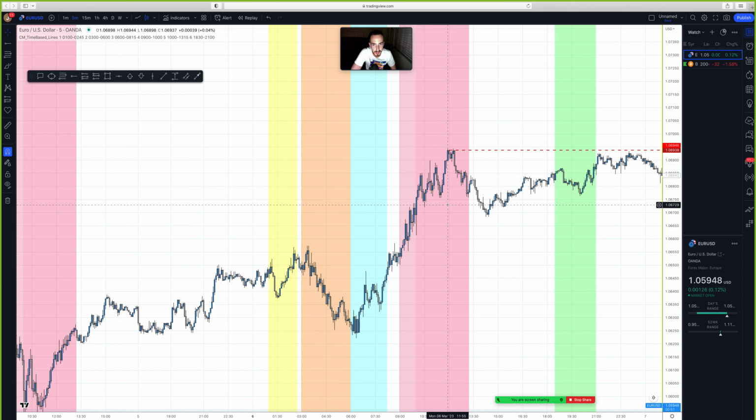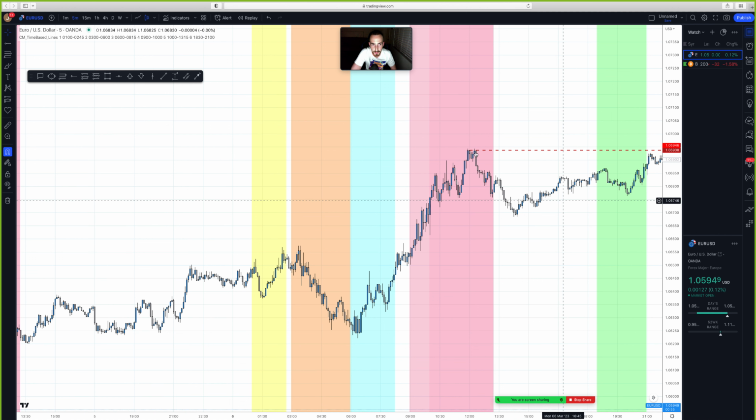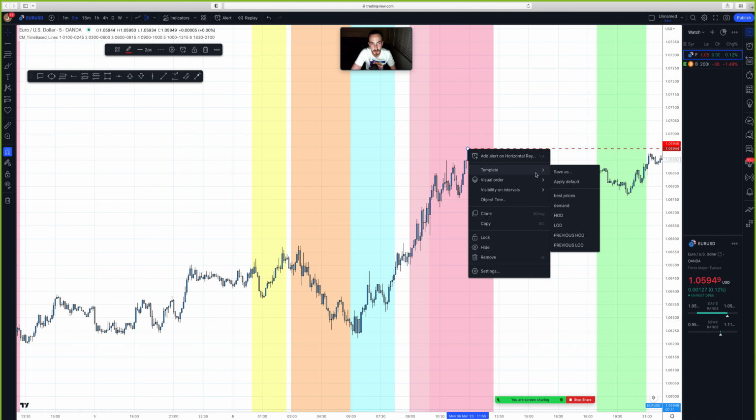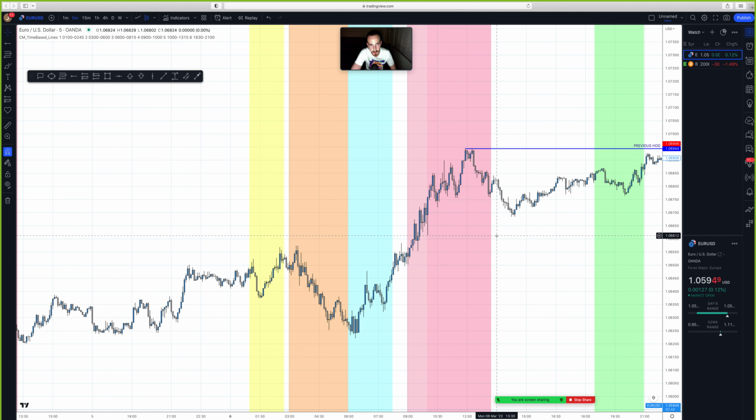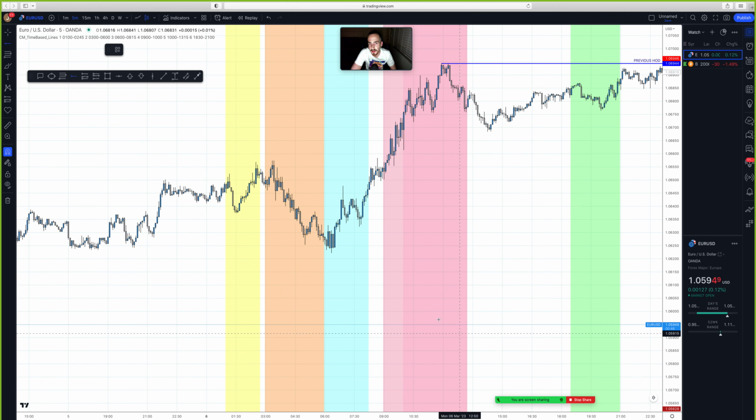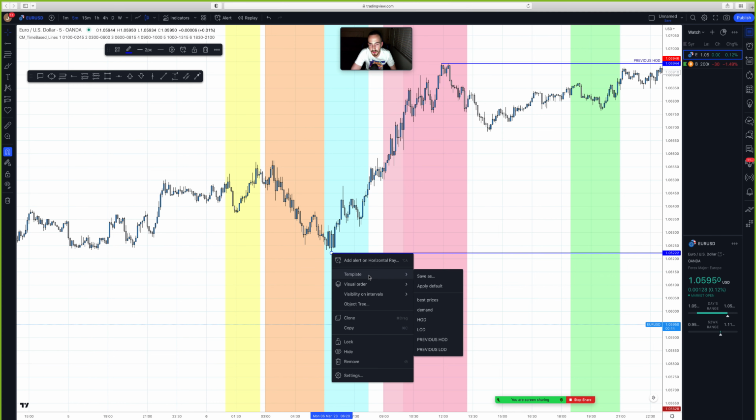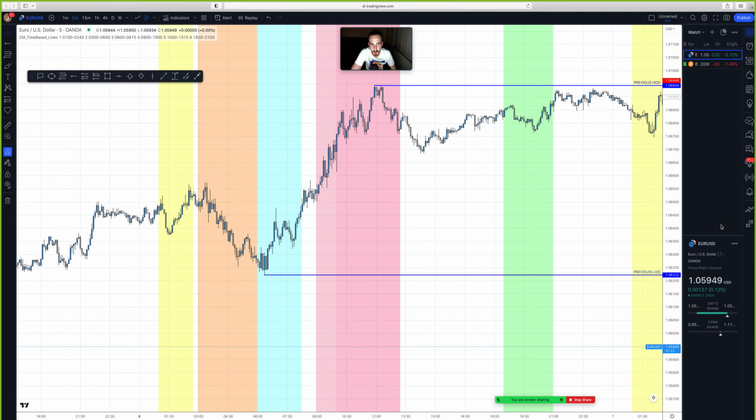And keep in mind, it has to be between Frankfurt and New York. It cannot be Asia session. And I do this on M5 time frame, guys. M5 time frame is the most precise time frame to do it. So this is going to be our previous high of day right here, and then our previous low of day down here. And now we're just going to go to the higher time frames real quick.